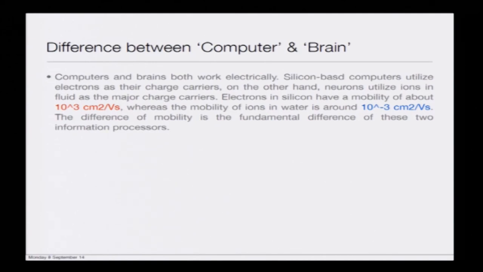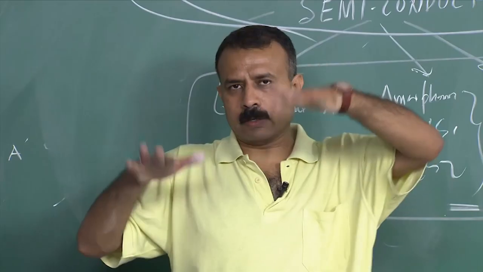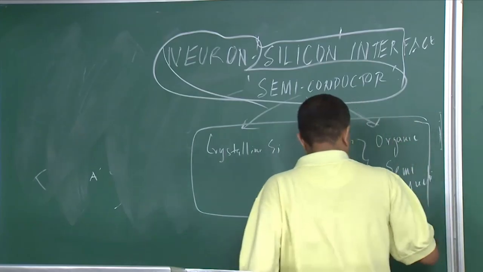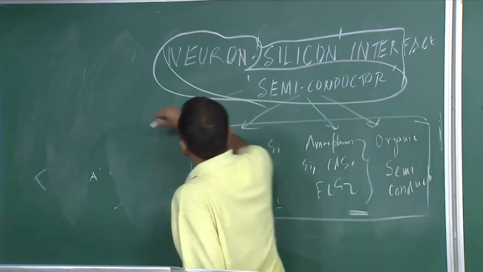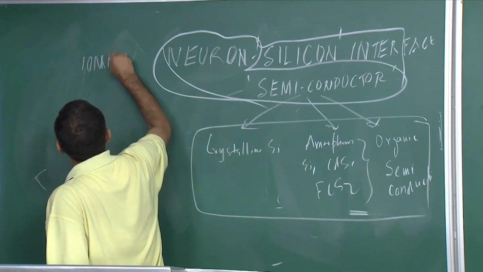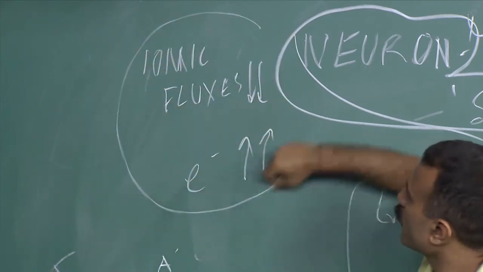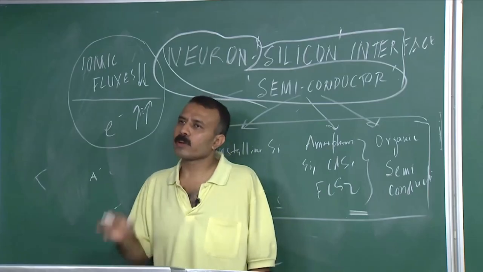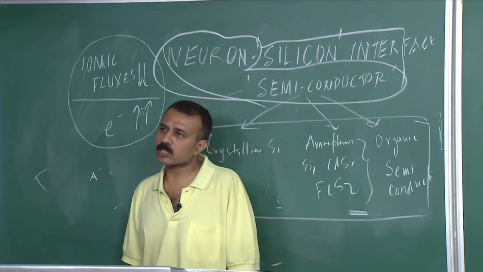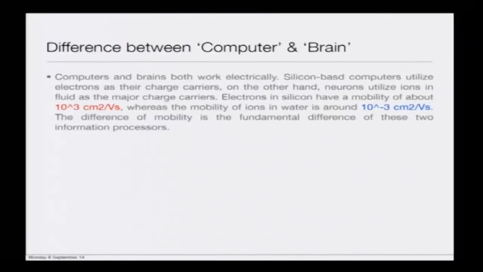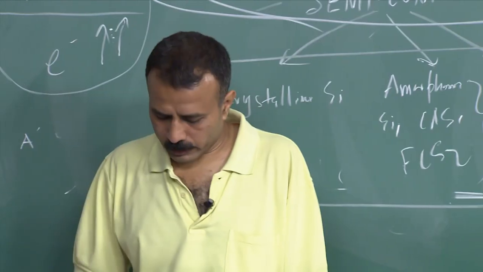Now if you see the speed, that is stunning on this slide. Electrons in silicon have a mobility of 10^3, whereas the mobility of the ions in water is far, far less. See the difference in the speed. Ionic fluxes are, as I was showing on the board, extremely fast. So you are interfacing two systems whose charge carrier mobility is totally different. This is the fundamental difference of these two information processors. So you are marrying an ionic system with an electronic system.